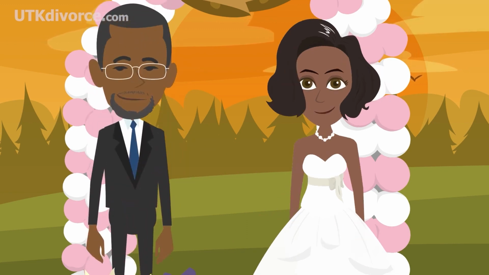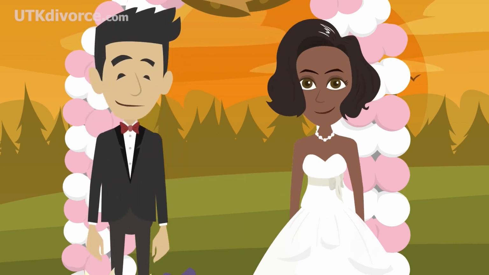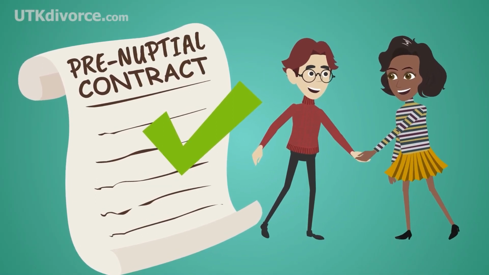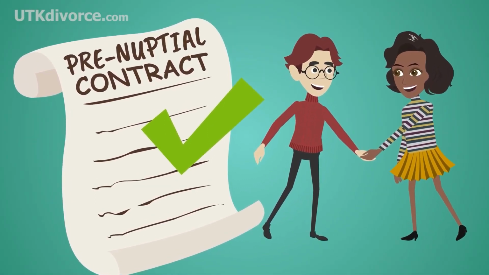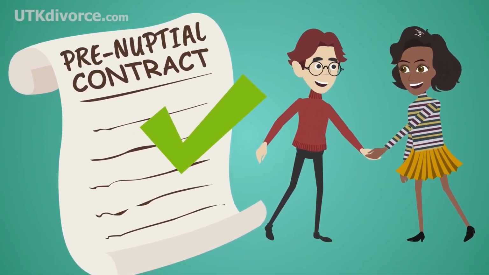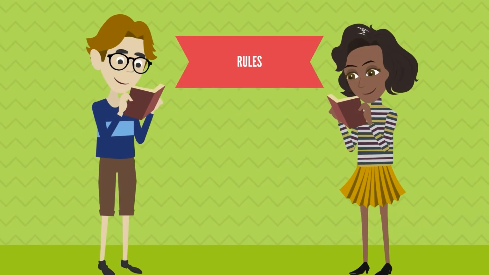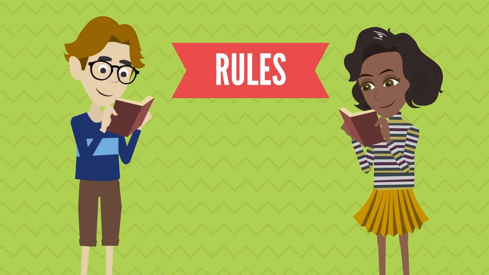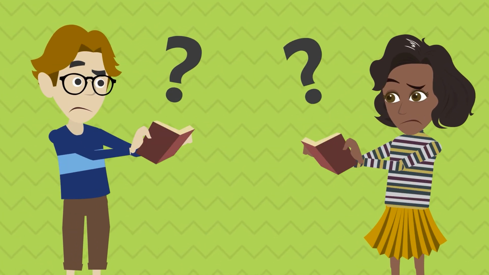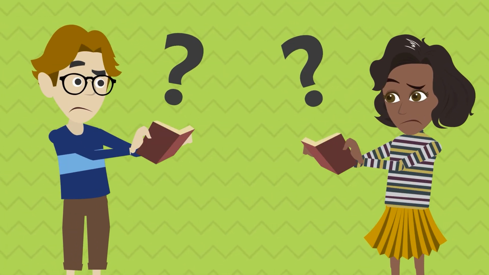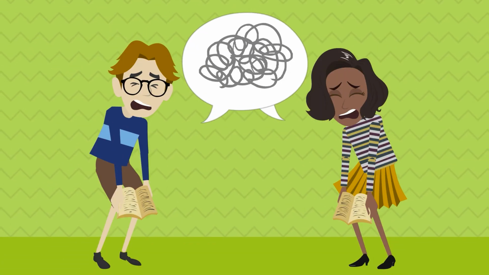Additionally, because second and third marriages are common, many couples want a prenuptial to preserve assets for existing children of prior marriages. Complicated and technical. The rules regarding the validity of a prenuptial agreement are very technical and complicated. This is one area where you should retain an attorney.